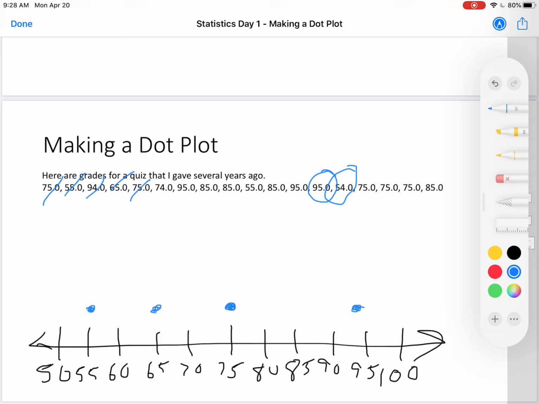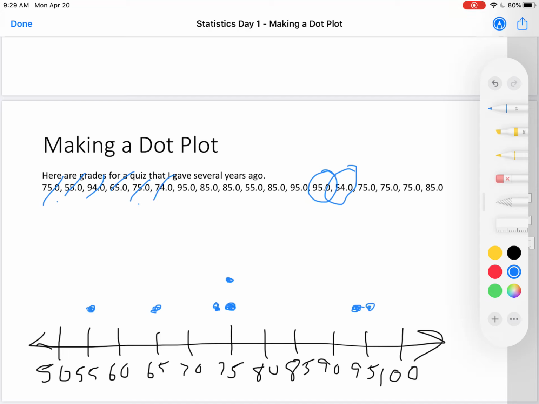75. Okay, we already have a dot at 75. We need to put a second dot at 75. You put it above it. Okay, so there's 2 dots at 75 because there were 2 75s before. 74, just a little bit to the left of 75. Remember, this doesn't go up here because it's not a second dot. It's a first dot for 74.